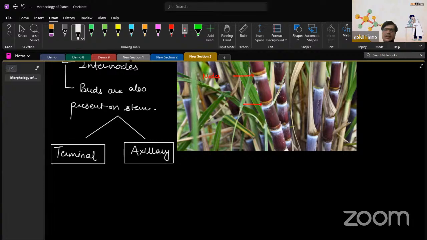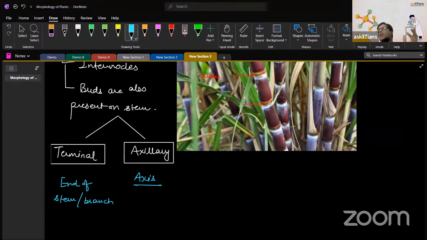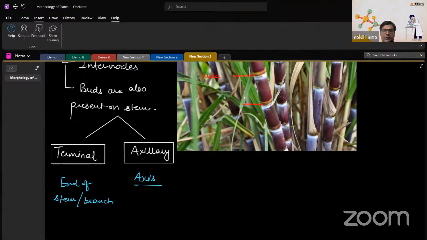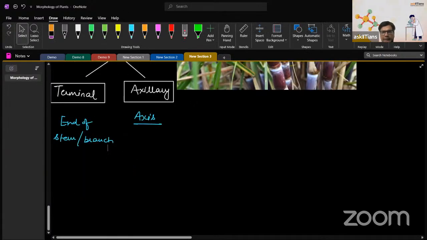The axillary bud: first you need to understand that the word axillary comes from the word axis. The terminal basically means at the end, right? End of either the stem or the branch. It's going to be one of them. Axillary basically means it is present on the axis, right? And if you know axis, you know what the axis of the plant is. It is the stem, right? So let's use a diagrammatic picture that we can use to understand the position here.